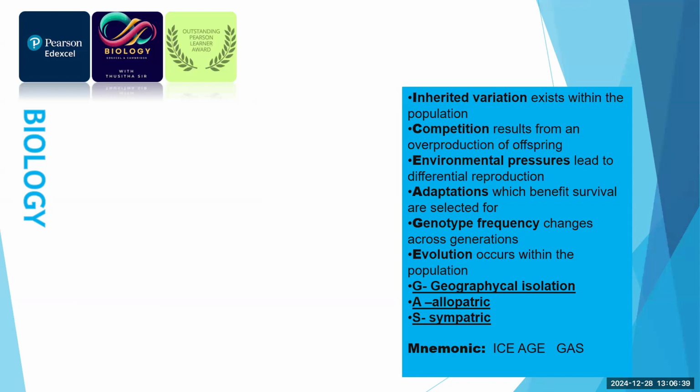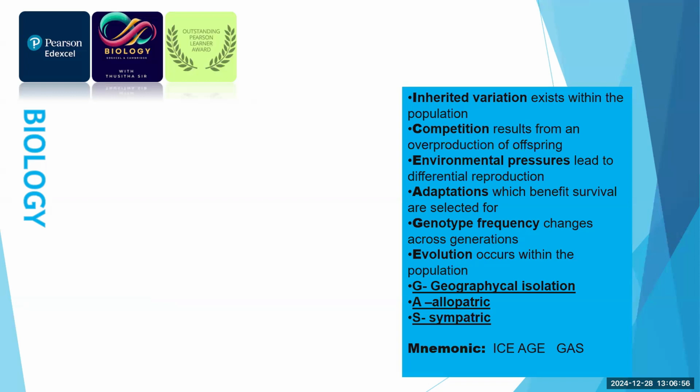So when they have a mutation, these mutated alleles make some physiological or anatomical adaptations, and they help them to survive. Then they survive in this environment and their gene pool increases, and this leads to evolution.